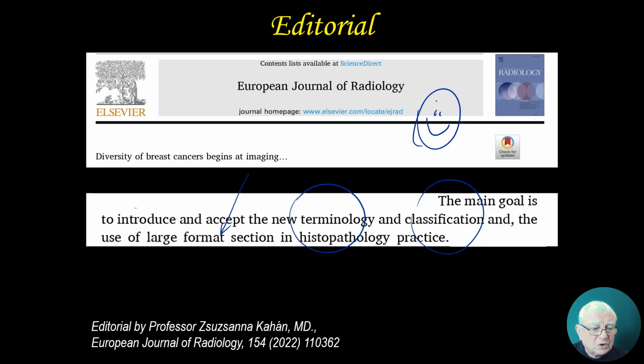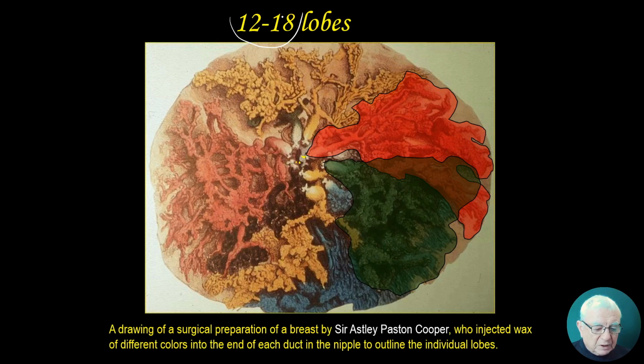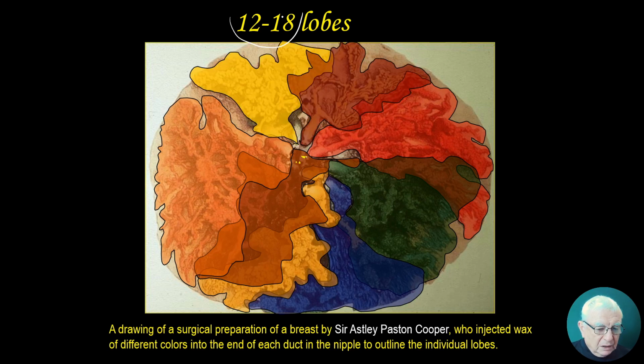Are we facing a revolution? We should. So let's look at how the breast is built up. More than 120 years ago, Sir Astley Paston Cooper, a British surgeon, injected colored wax into the different openings of the nipple. And you know that there are about 15 or so openings on the surface of the nipple. He got this picture, the lobes. You see, they are different sizes. They don't communicate with each other, but they interdigitate.